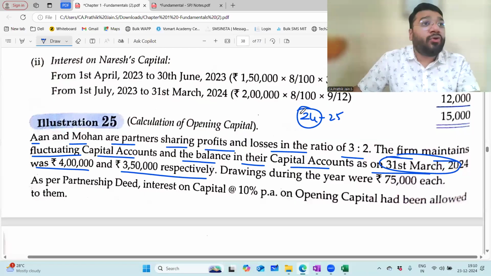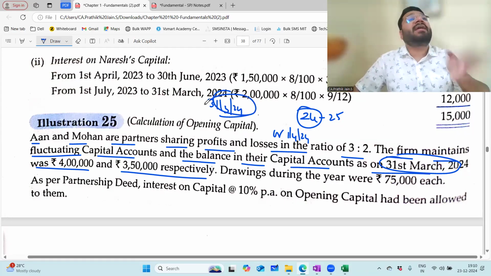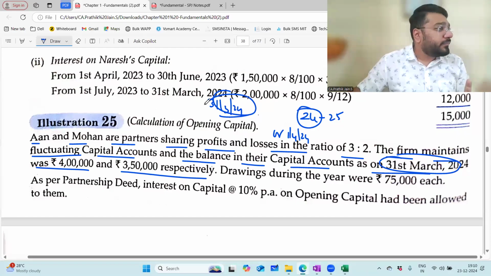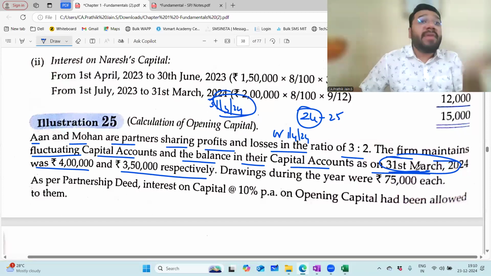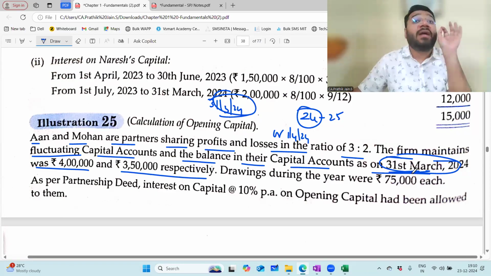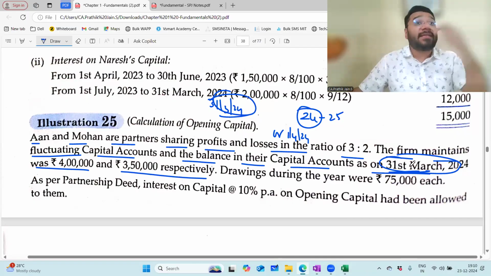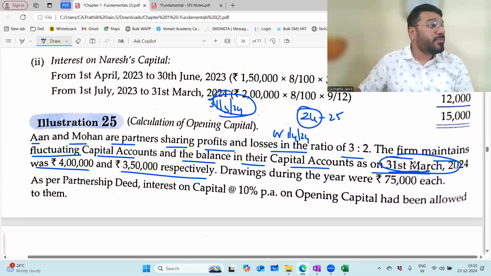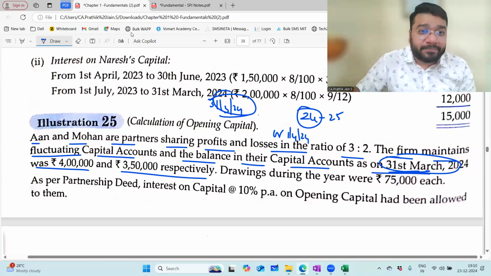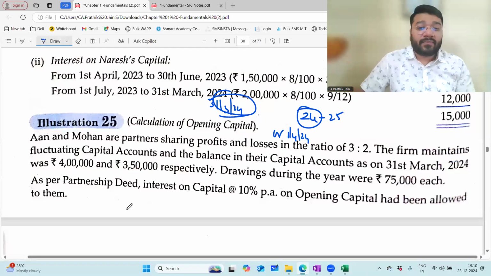Opening capital could be as on 1 April 24, or it could also be as on 31st March 24. Previous year's closing balance is current year's opening balance also, no? So be very careful when they give the year. Immediately check which financial year we are falling into. Looking at the date 31st March, never conclude that this is the closing balance. Closing balance of the previous year is the opening balance of the current year. So it could be deceiving at times. So be very careful. Always look for the financial year.